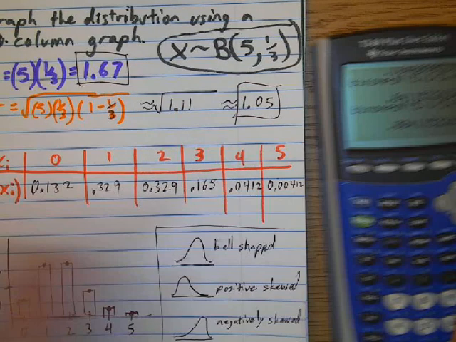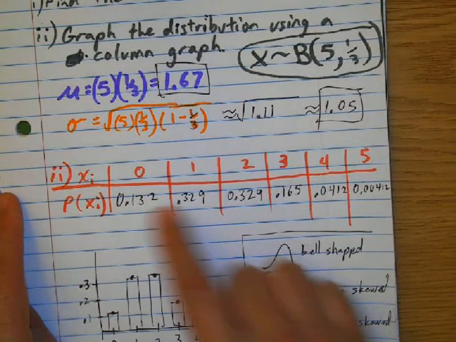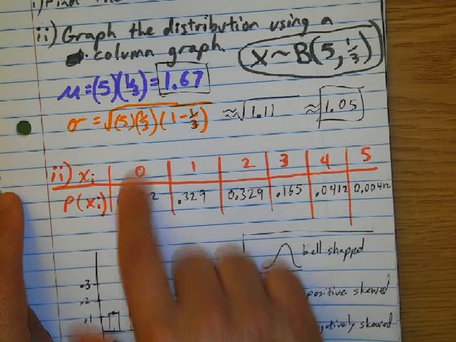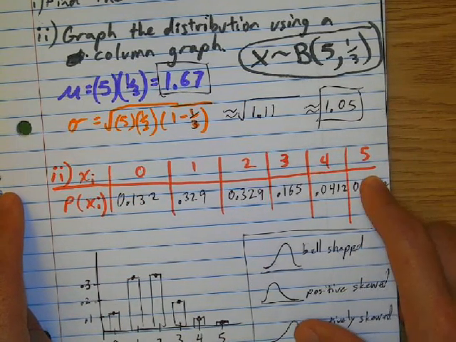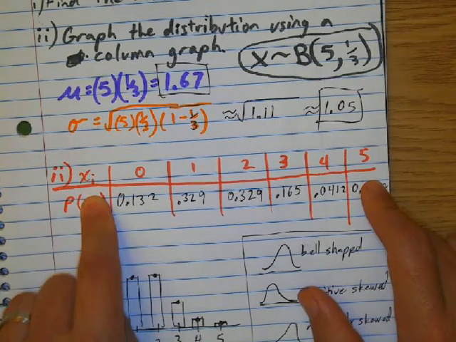Okay. Now, if I've done this carefully and properly, I should be able to add all of these up to get 1, because the probability of getting a 0 and anything between that and 5, you're not going to get a 6, right? You're not going to get a negative. You're not going to get a negative 1 times.